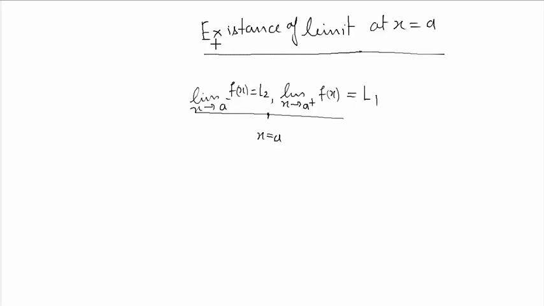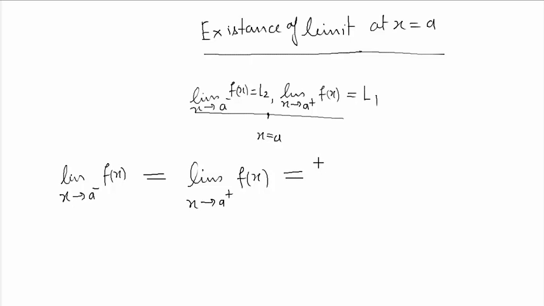Now for existence of limit at x equal to a, there must be a situation like limit x tending to a minus f(x) must be equal to limit x tending to a plus f(x), and that must be equal to something like L. For this situation L1 and L2 have to be the same, and that should be equal to L. And this L must be a finite number.